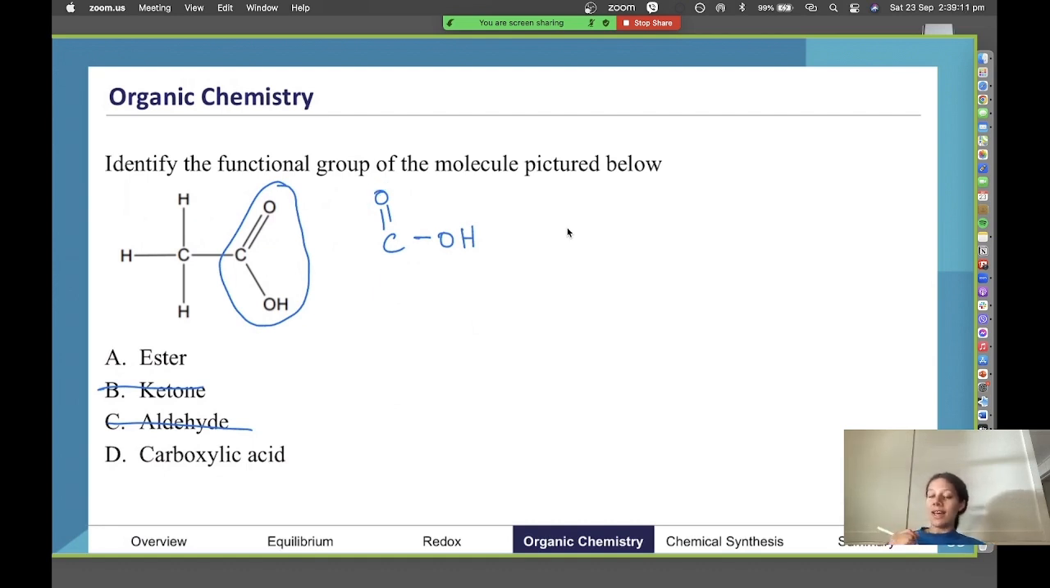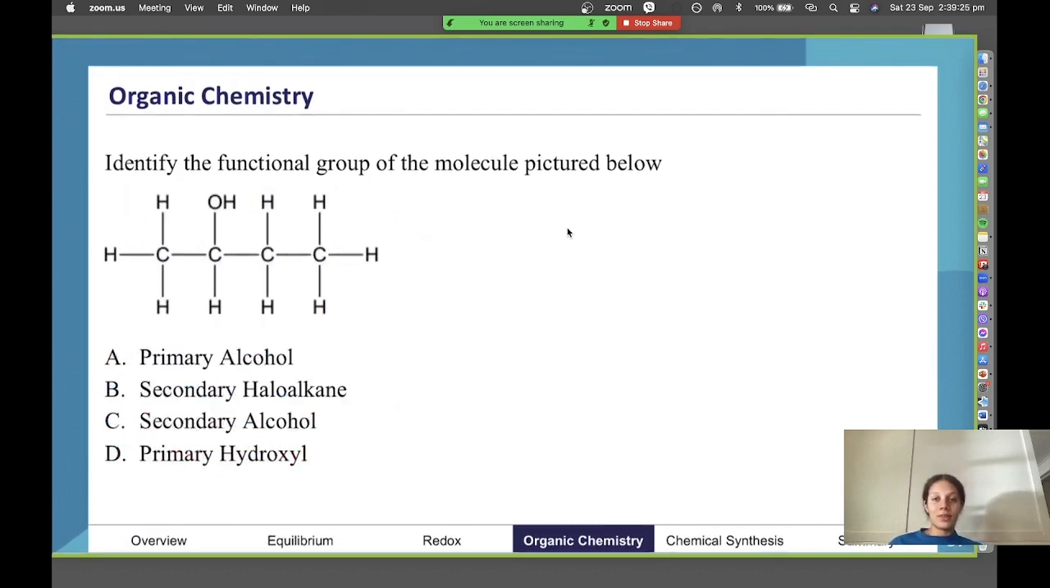And then is it an ester? So an ester is where we would, instead of this H, have a continuation of the parent chain, which is not the case here. So not an ester. So therefore we can say this is a carboxylic acid functional group. So the answer is D for that one.